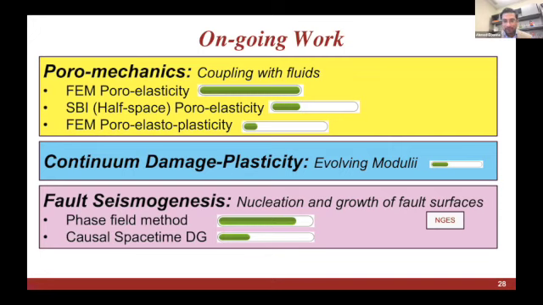Continuum damage plasticity and evolving elastic properties and wave speeds are really important. And I know Yihi would talk about some of this effect in the next talk, perhaps. So this is another important feedback mechanism that we are interested in. And then finally, the true fault seismogenesis, where we can actually go through the nucleation and growth of faults. We are using a variety of techniques here, like the phase field method, as well as the causal space-time discontinuous Galerkin approach, to approach this problem, which would be important as we think about this idea of next generation earthquake simulators that Alice, Yehuda, and I are trying to formulate.